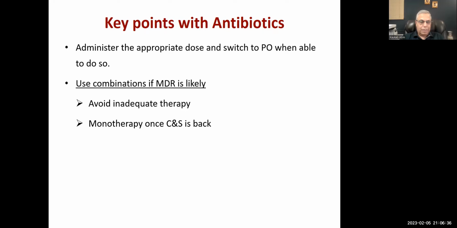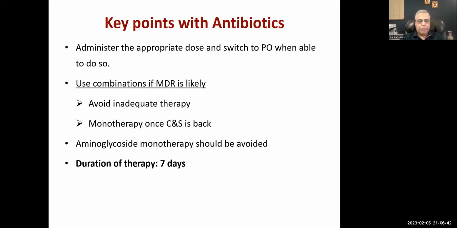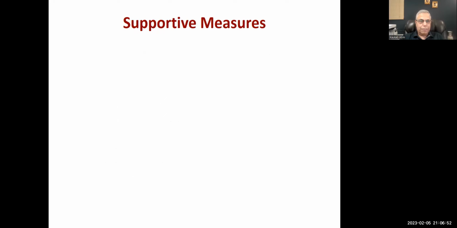Monotherapy, once the culture and sensitivity is back. Aminoglycoside monotherapy should be avoided, that we have already seen. Duration of the therapy is at least 7 days. It could be more as well. Narrow or adjust antibiotics based on culture and sensitivity.